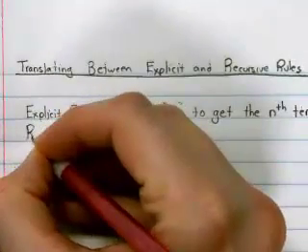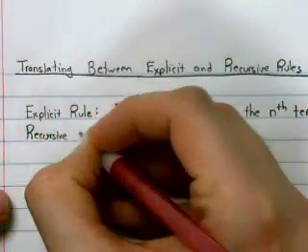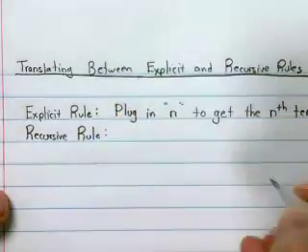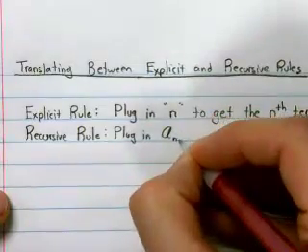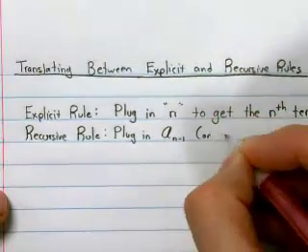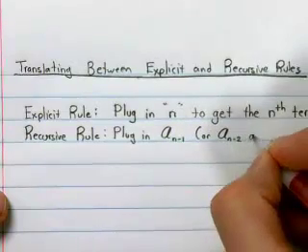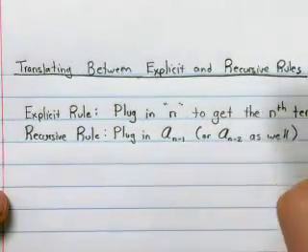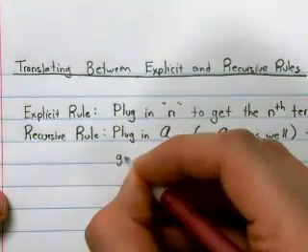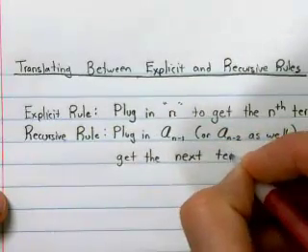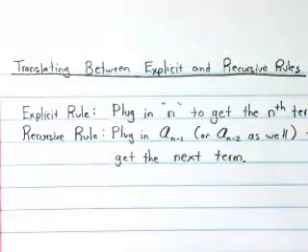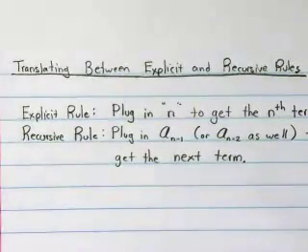Doing a recursive rule, you plug in a sub n minus 1, or a sub n minus 2 as well if it's Fibonacci-like, to get the next term. A recursive rule is kind of like a slow trudge through the sequence. Explicit, you get right to what you want right away.